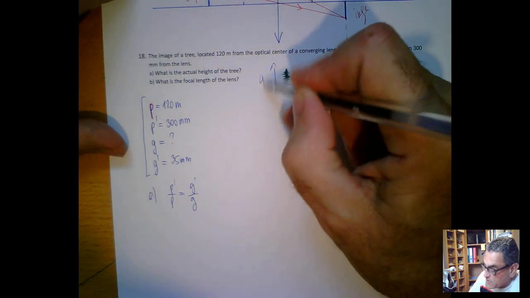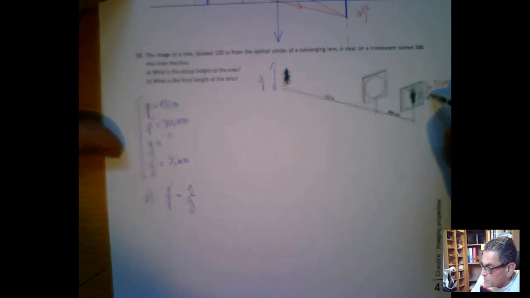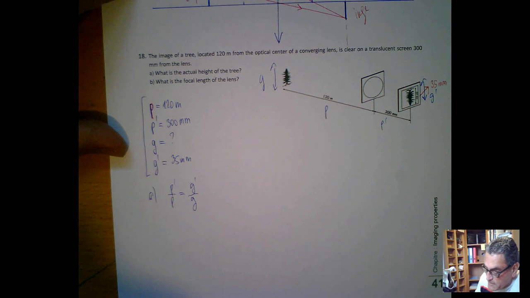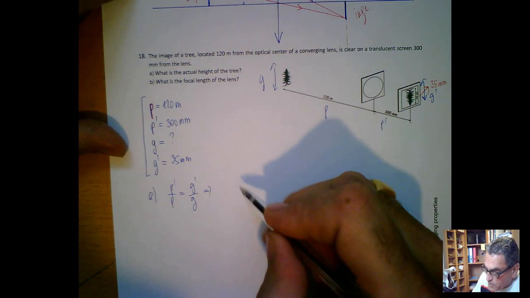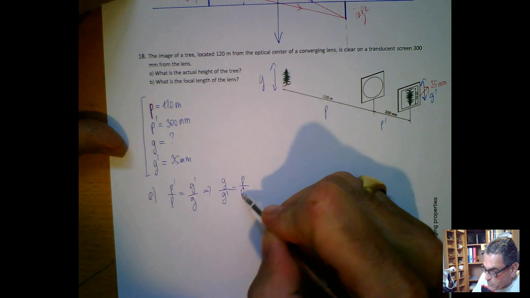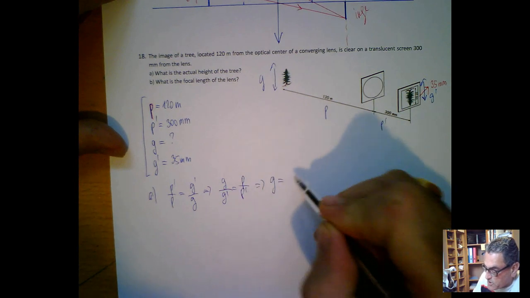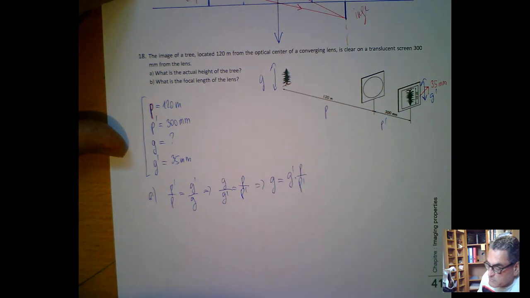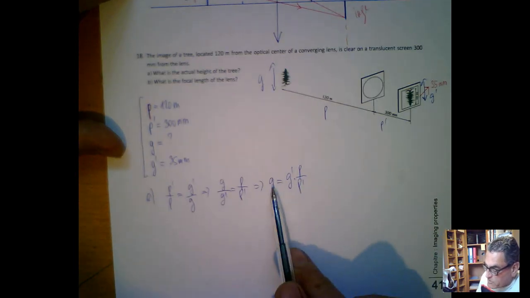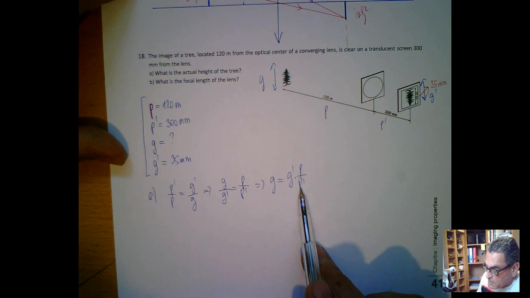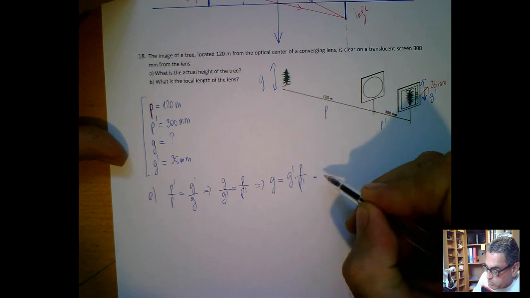This here is g, the height of the image here is g prime, this is p, this is p prime. So we use this relationship, we invert both sides, so g over g prime is p over p prime, and so g is equal to g prime times p over p prime. Now I should have the same units for g and g prime and the same units for p and p prime, because these units are going to cancel each other.